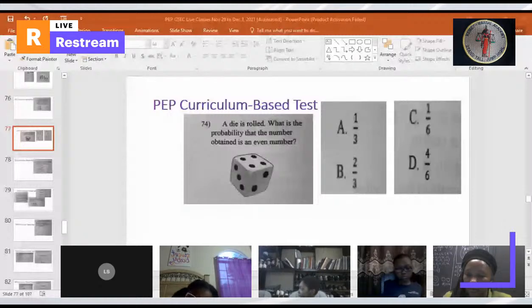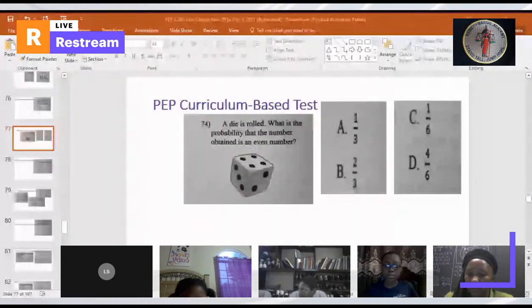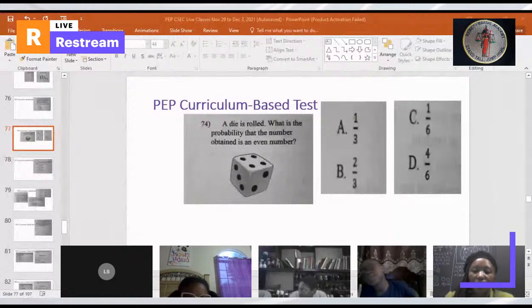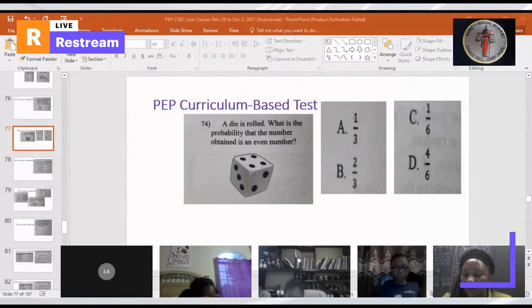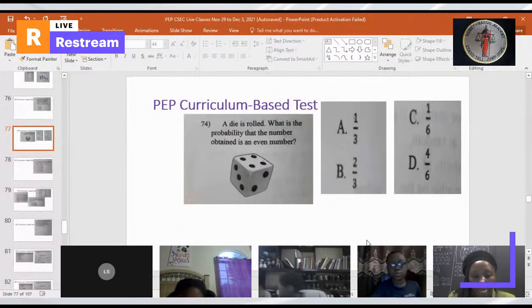3 over 6 doesn't cancel to 2 over 3. Oh, sorry, Miss. 3 over 6 cancels actually to a half. The correct answer is not there. That's what I was confused about. There is an error. What are the even numbers on the die? 2, 4, and 6. So that's 3 even numbers, and there are 6 possible numbers for it to fall on. So 3 out of 6, that would give a half, and that is not there.